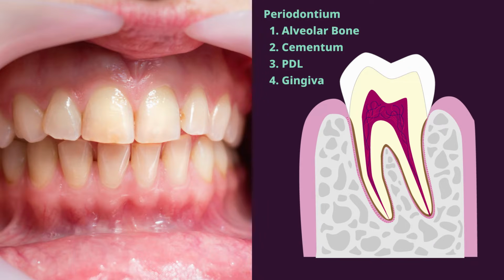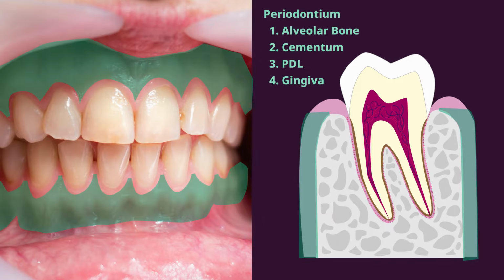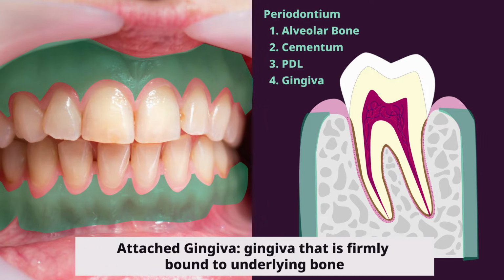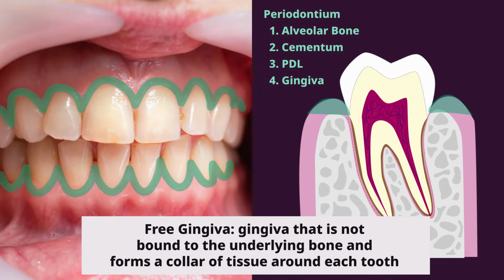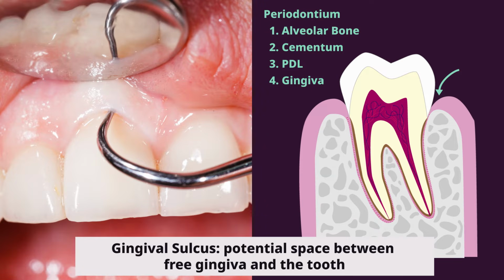the teeth. The gingiva can be divided into two types: the attached gingiva, which is the gingiva firmly bound to the bone, and the free gingiva, which is the gingiva that's not attached to the bone and forms a collar around the teeth, leaving a potential space between it and the tooth, which is called the gingival sulcus.